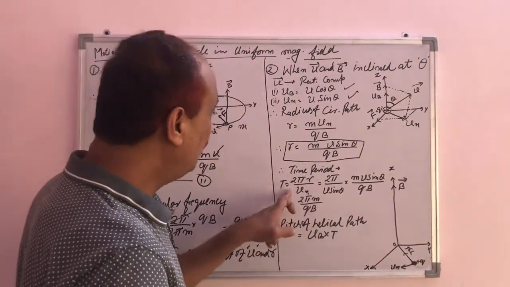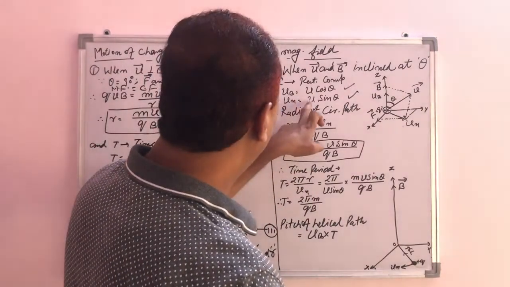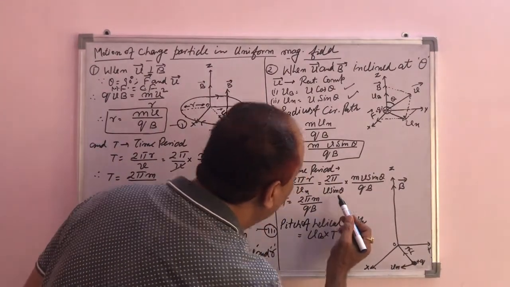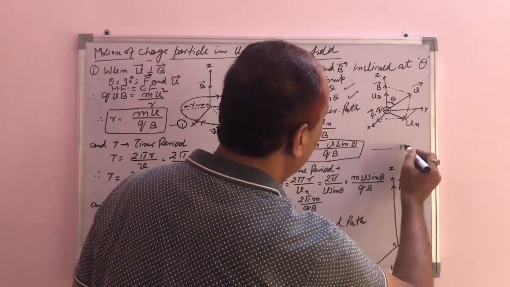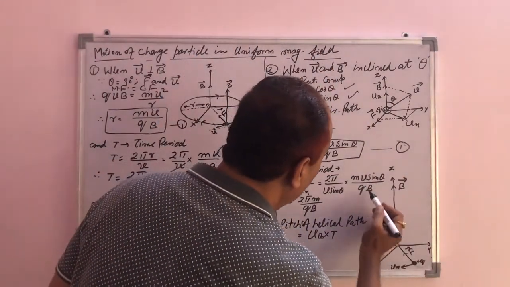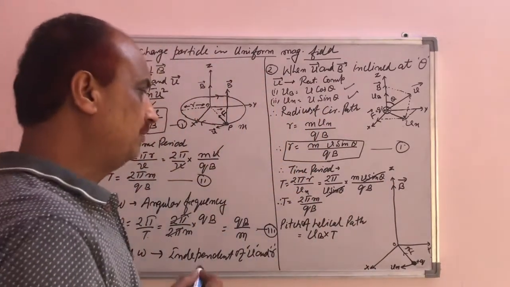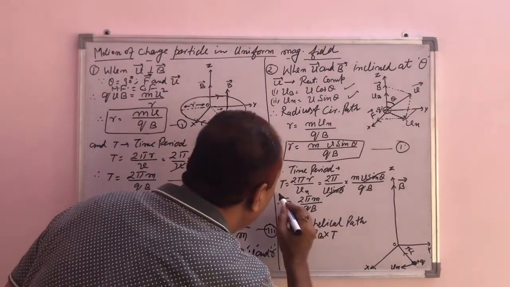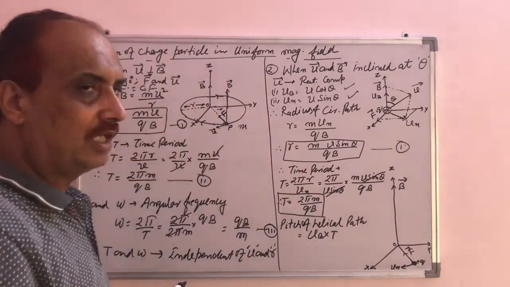So put the value Vn equal to V sin theta. So 2 pi upon Vn, Vn means V sin theta, and R replaced from this equation number 1, that is mv sin theta upon qB. Again V sin theta, this component cancels out by the V sin theta. So the formula is T is equal to 2 pi m upon qB. This is the time period.